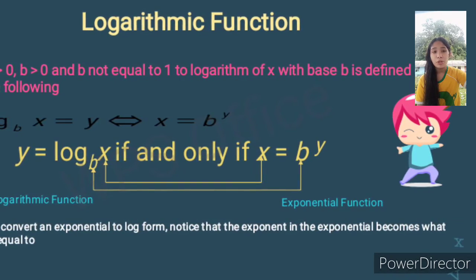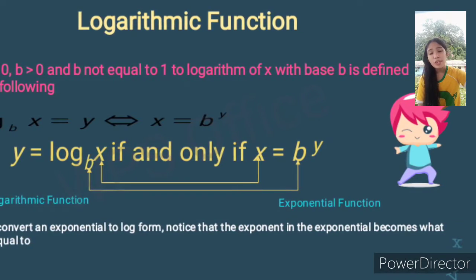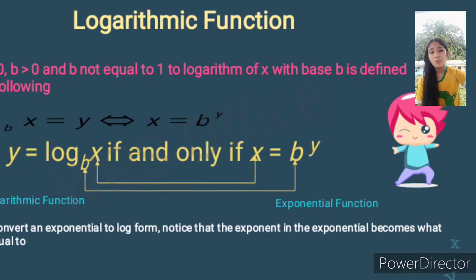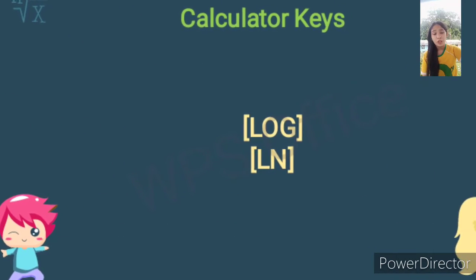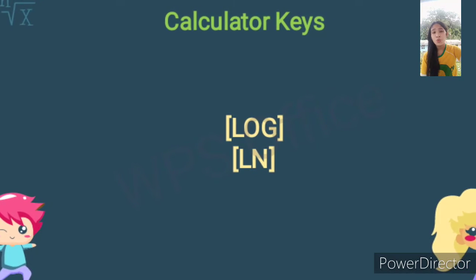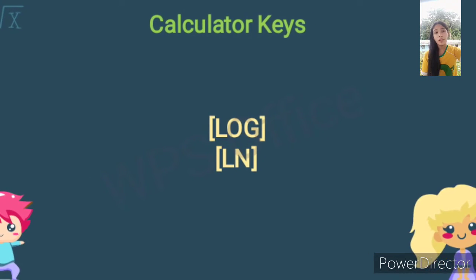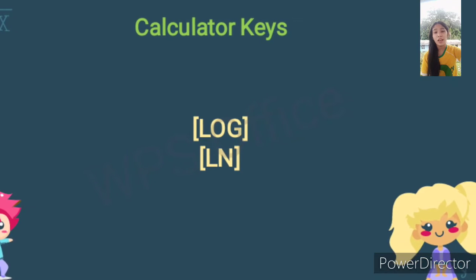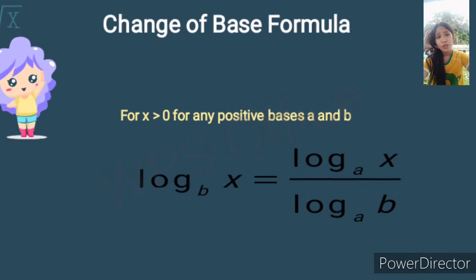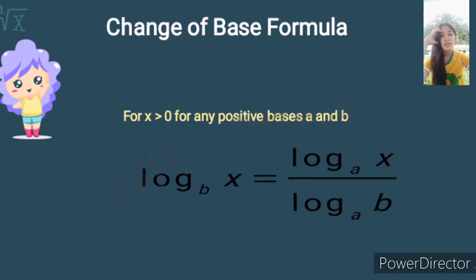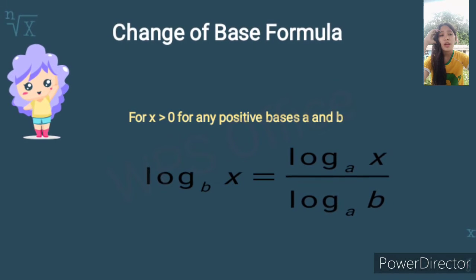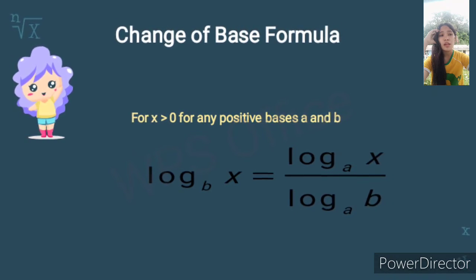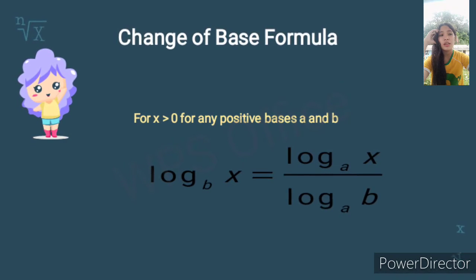When you convert an exponential to log form, notice that the exponent in the exponential becomes what the log is equal to. Just like with exponential functions, we should also use a scientific calculator with the calculator keys log or ln. Change of base formula: for x greater than 0 and any positive bases a and b, log_b x = log_a x over log_a b.